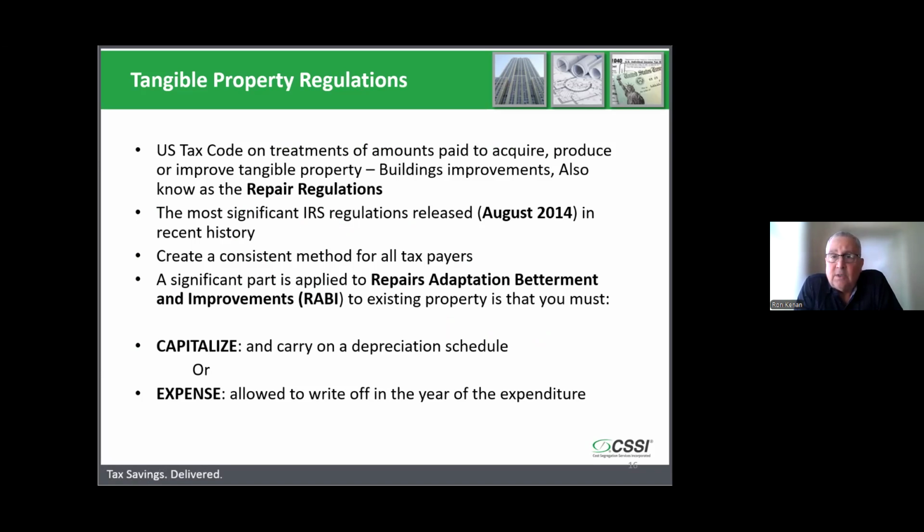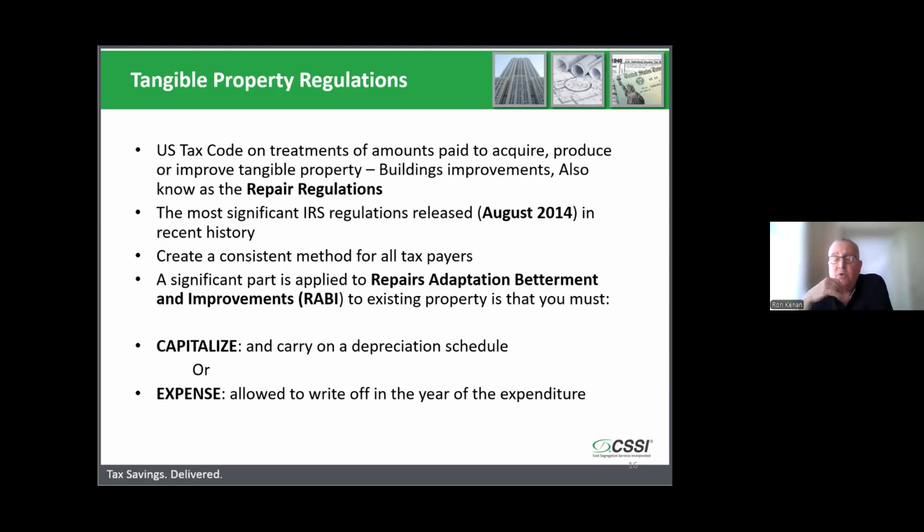This is a US code that came in 2014, and it's probably one of the most significant IRS regulations in over 50, 60 years. It basically creates a consistent method that deals with capitalized versus direct expenses, okay? And I want to say at this point that not only does it save you money, it also keeps you safe. Because the number one reason for auditing in real estate is when investors expense items that should be capitalized, okay?